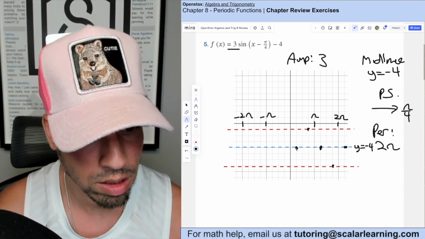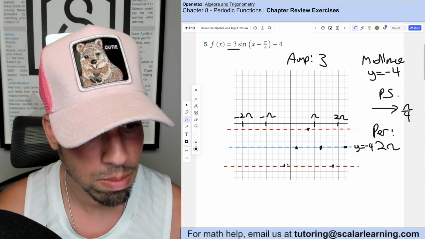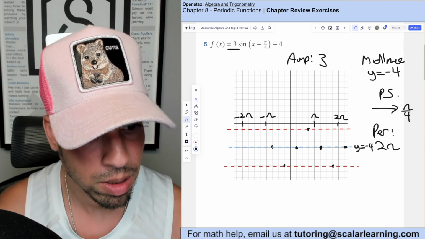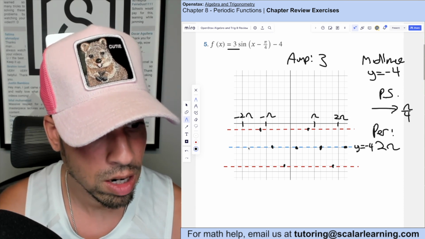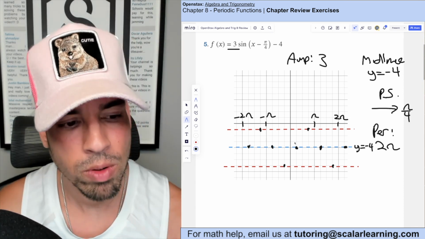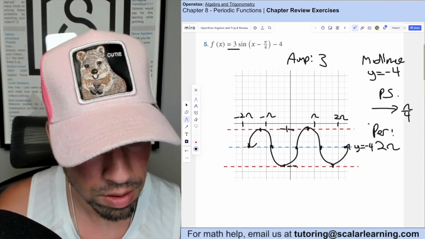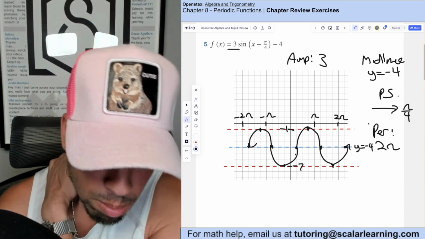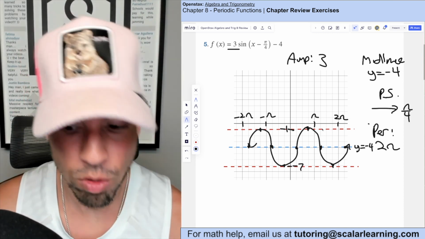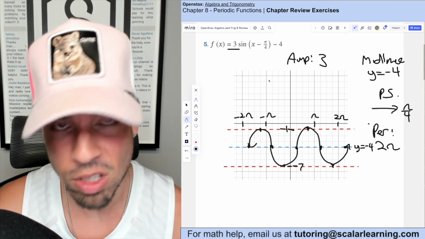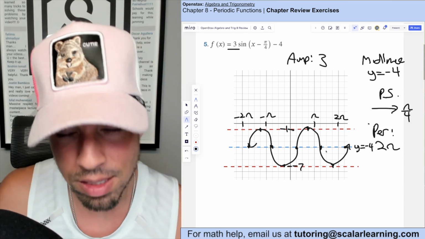So we'll do the same going to the left, going down to the min, then back up here, then back up here, and then down to the midline. So now we got 2 periods. Let's connect the dots. And so there you go. Just mark this as -1 and -7 so you can see where they end up, right? But that's the gist of it. That's the graph. By the way, again, sine, cosine, there's not going to be any actual asymptotes. So that's it. Boom, done.